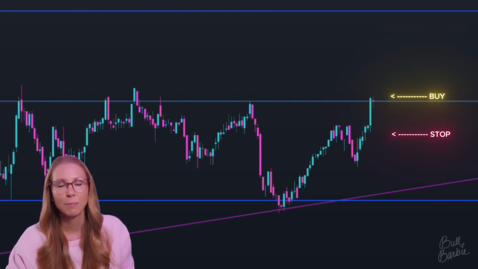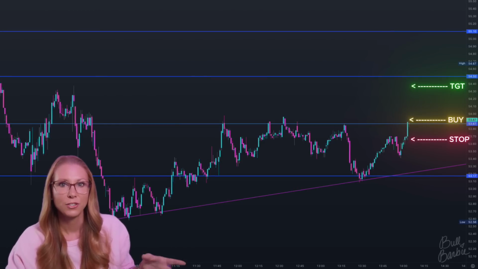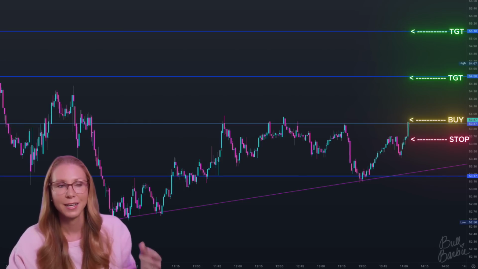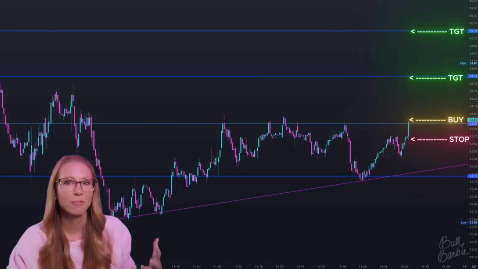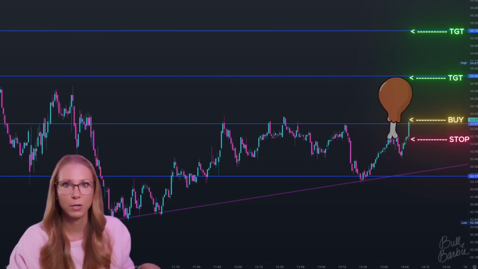I like to target something structural like a recent significant high or low, or a major level of support and resistance. Before entering the trade, I can see where my entry and stop loss are, so I can see if my target leaves enough meat on the bone to justify putting on the trade.